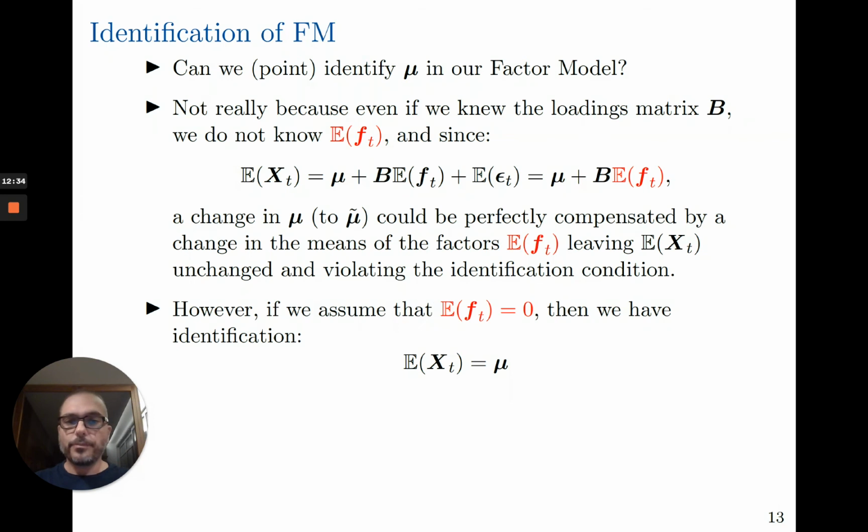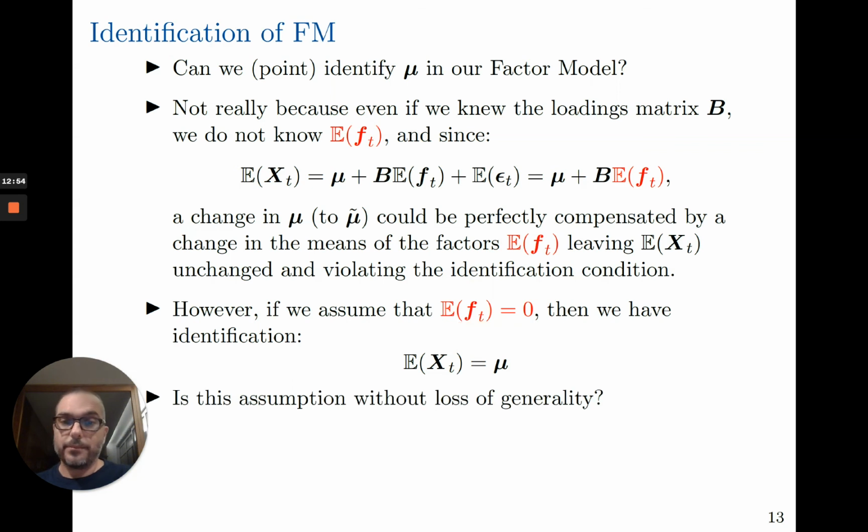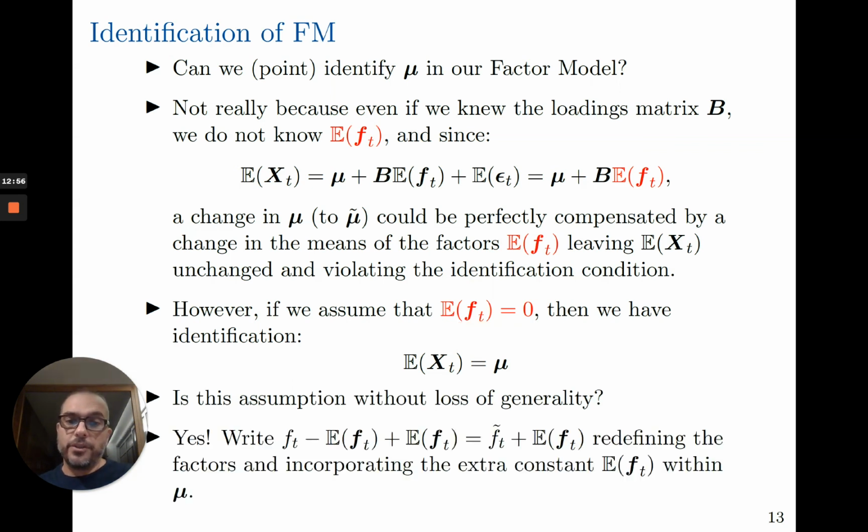So what we do, the first restriction that we are going to impose is that these latent factors have all 0 mean. And in this case, mu can be identified by the expectation of x. So mu will be the mean of x. Okay? Is this assumption without loss of generality?